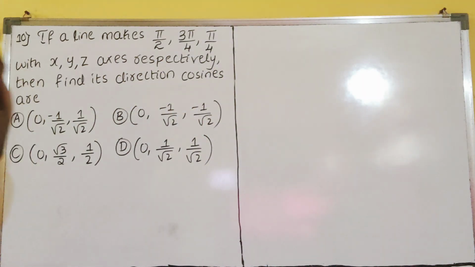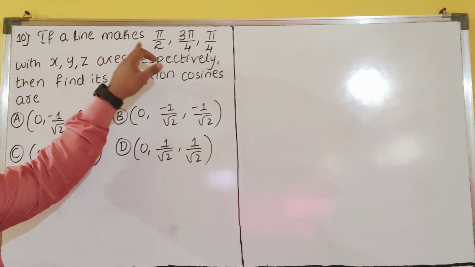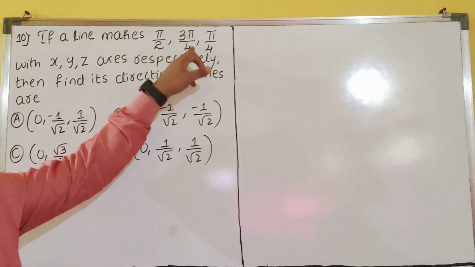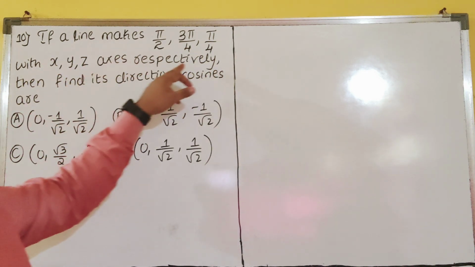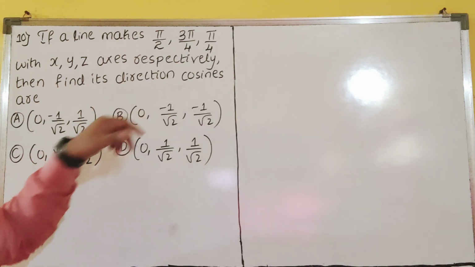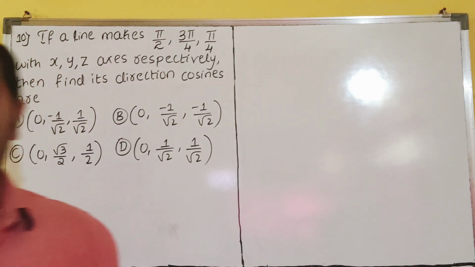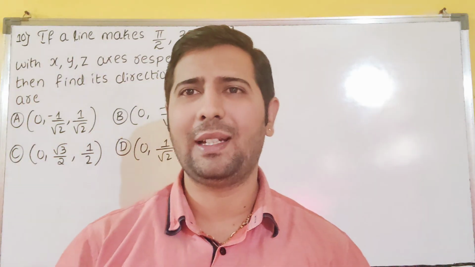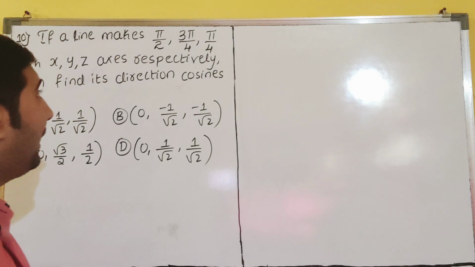Please see here what they had asked. If a line makes pi by 2, 3 pi by 4, pi by 4 with x, y and z axis respectively, then find its direction cosines. If a line makes angles, most probably it may be... we'll check, dear students. Directly they are given like that. Actually it must be angles, I feel. So sometimes questions may be given like this.